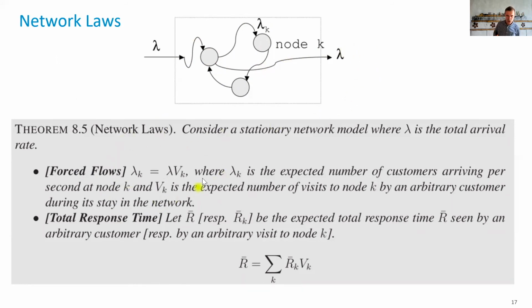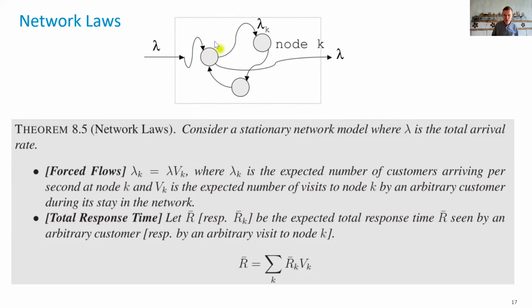Then we have the first law that says that now if I zoom at one of the subcenters here, the average rate at which it receives jobs is equal to the rate at which jobs enter the network multiplied by VK, where VK is the average number of visits done by a customer to this node here. So if I instrument my jobs here, and I count when a job arrives how many times a job visits this specific service center in its lifetime in the network, I call it VK.